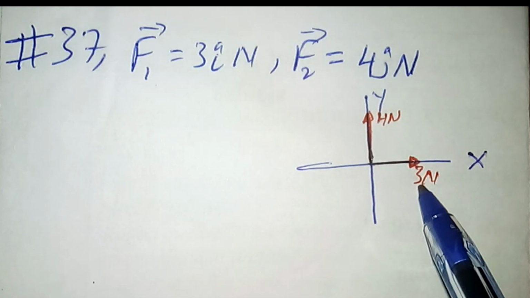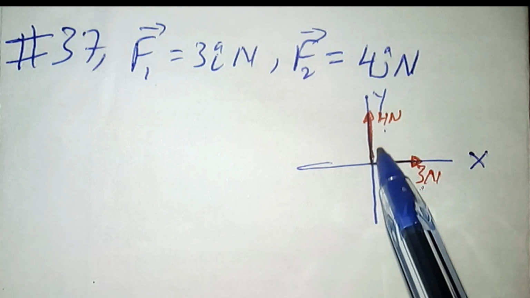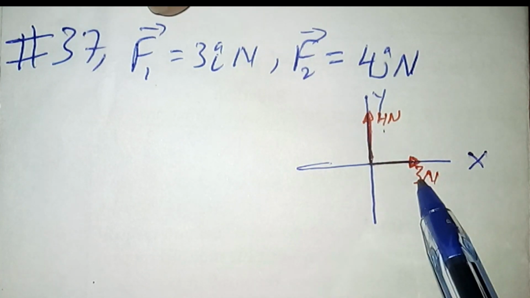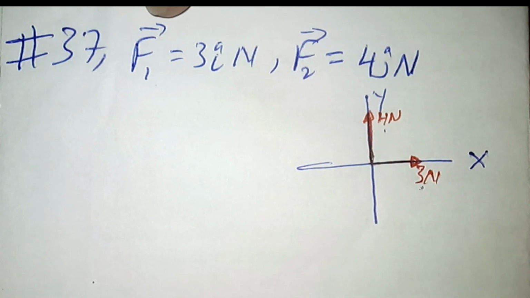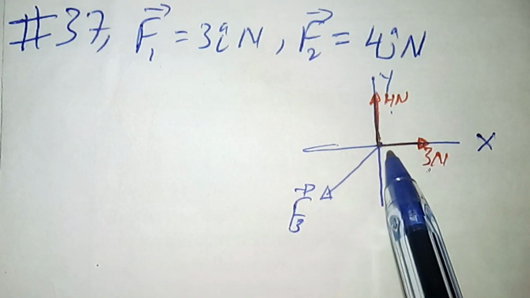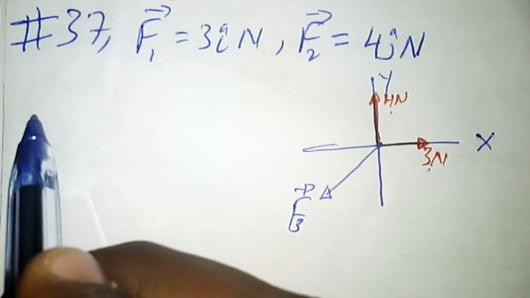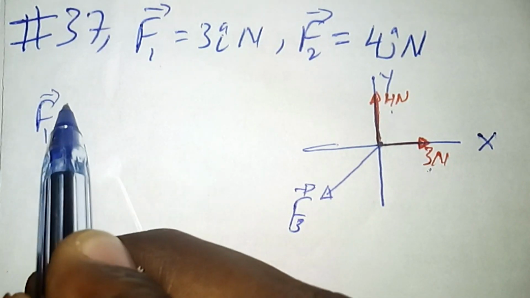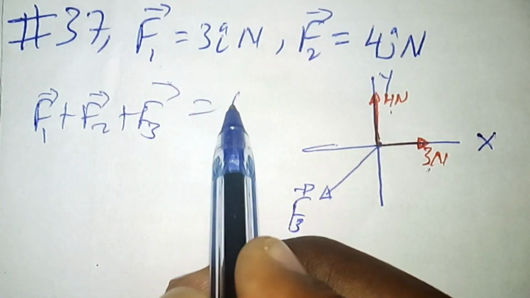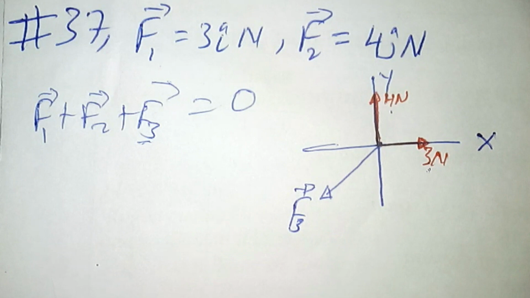Okay, 3 Newton forces acting along the positive x-axis and 4 Newton forces acting along the positive y-axis. And then what is the magnitude and direction of the force which balances these two forces? The force which balances the two means that if I add all the forces together, force 1 plus force 2 plus force 3 must give 0. That means F3 balances these two forces.